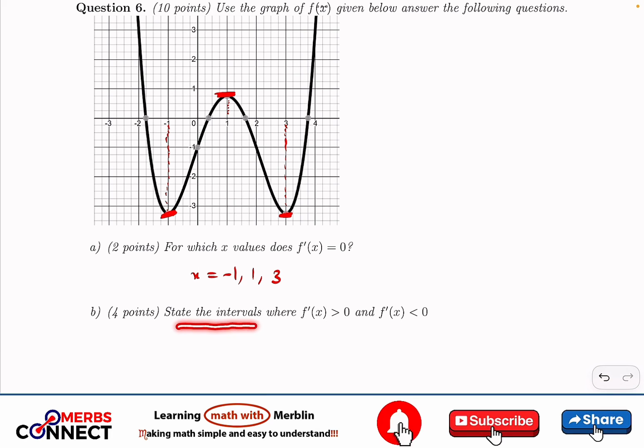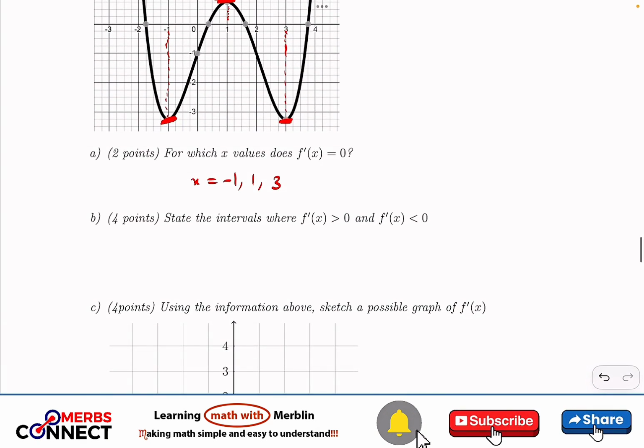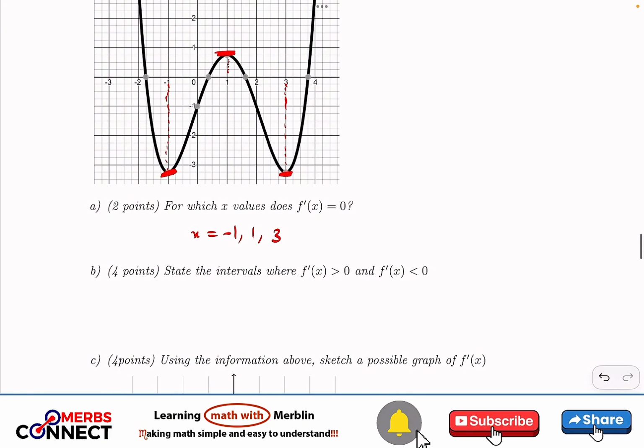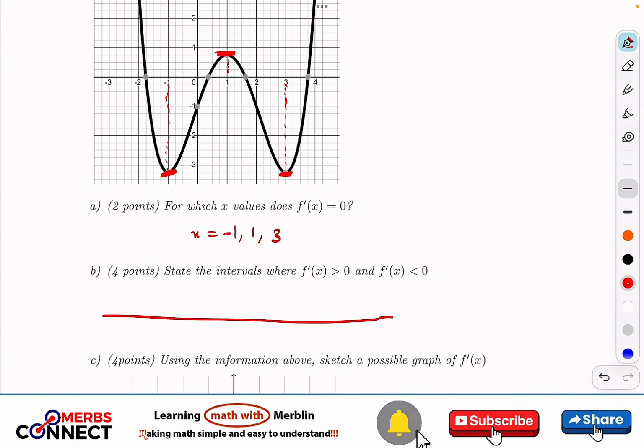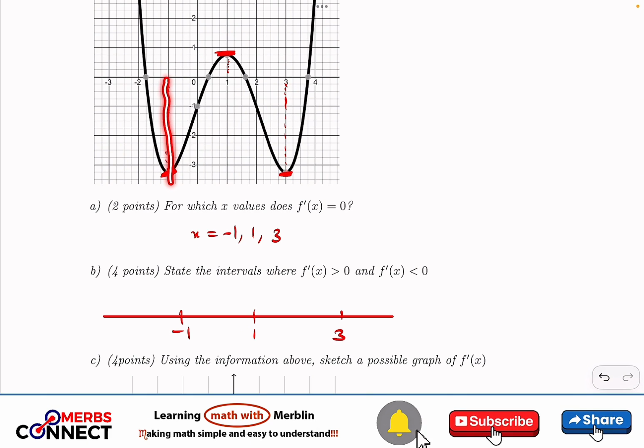Now state the interval where this is increasing. So this is greater than 0, meaning that it is increasing, and this one too is decreasing. So looking at how the function is, I'll just do something before I give you the interval. Looking at this line, we have minus 1, we have 1, and we have 3, as we can see here.